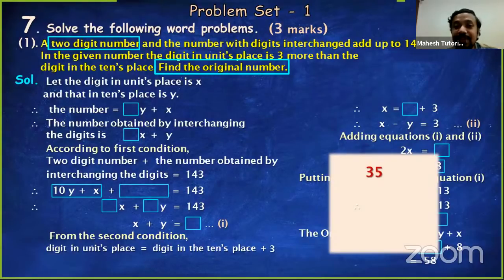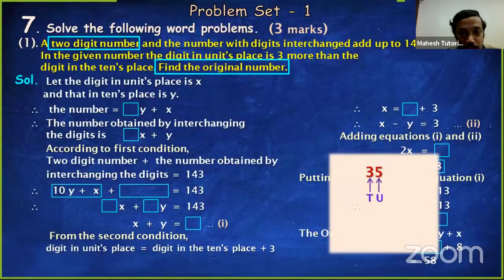Very good, 35. But students, the number is 35. But if somebody asks you, which are the digits in this number, then what will be your answer? Very good, 3 and 5. Digits are 3 and 5. Number is 35. Now students, if you look at this two-digit number very carefully, 35, here the digit 5 is present in units place and the digit 3 is present in tens place.